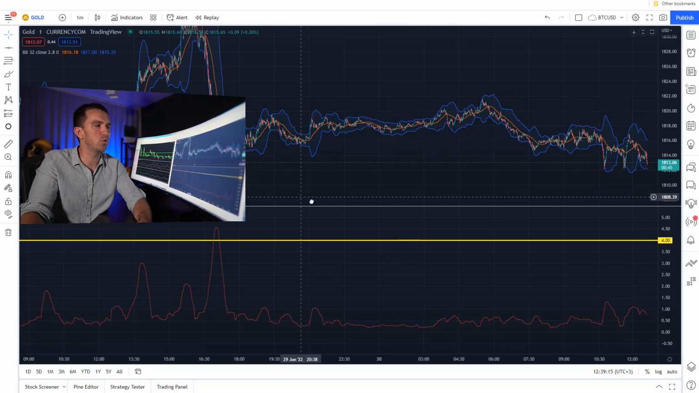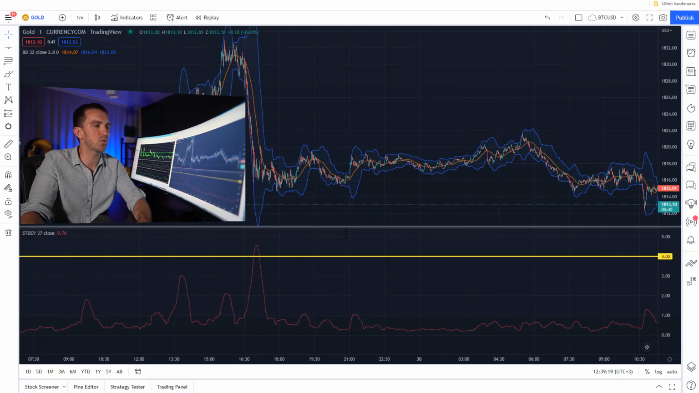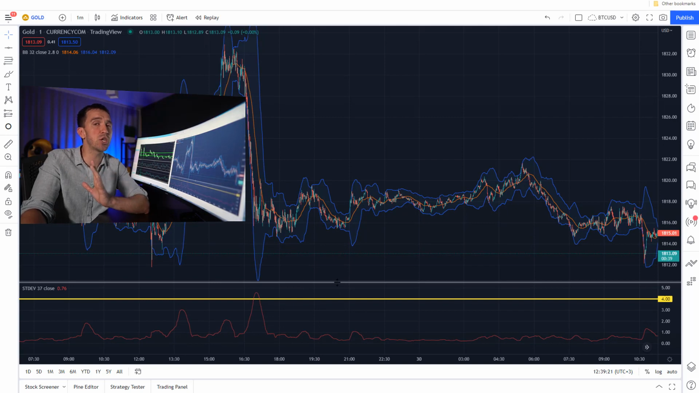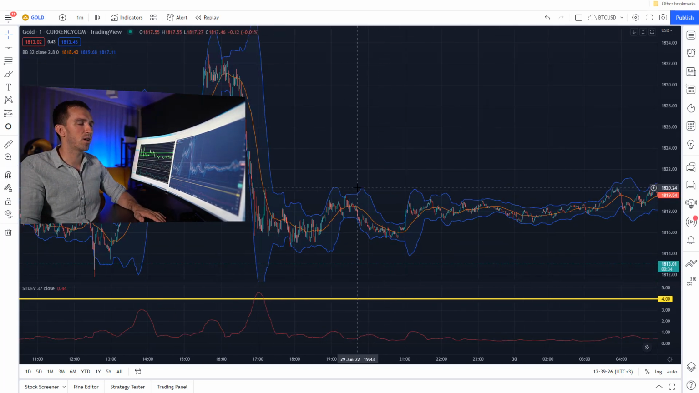You can see that if I zoom out, this happens in very extreme conditions, or in other words, when there is really huge volatility. And right in this example, let's see what happened here.